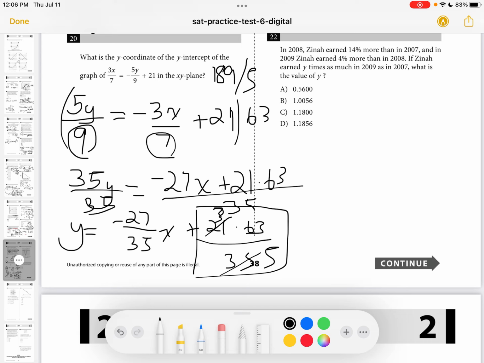Let me make sure I did that correctly with a calculator. 21 times 63 divided by 35. And that should come out to 189 divided by 5. Yep, okay, that works. That's our answer.